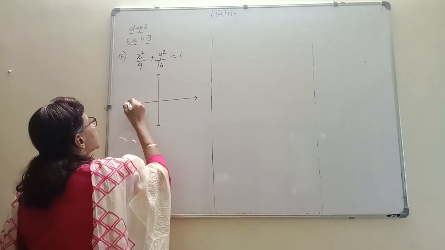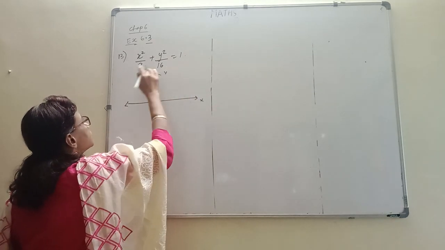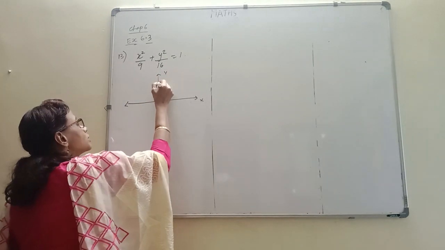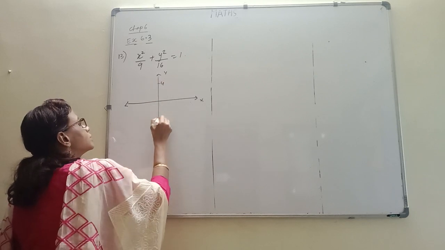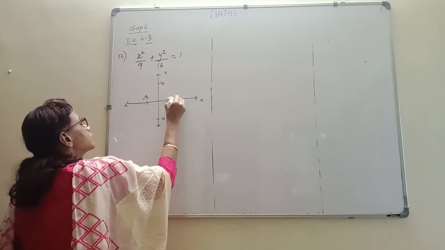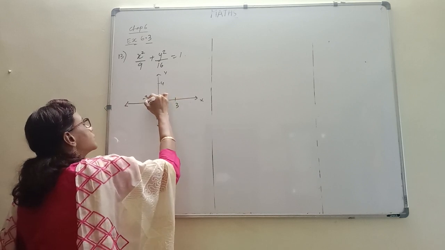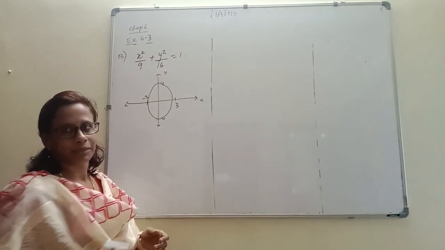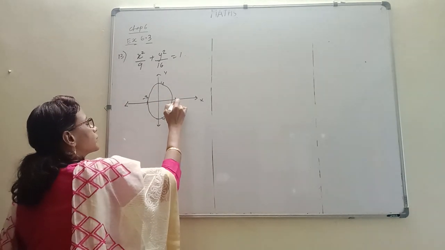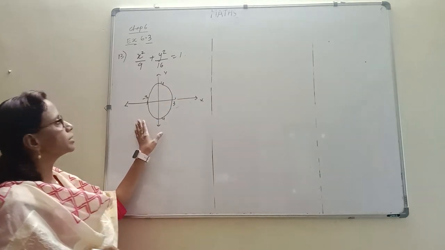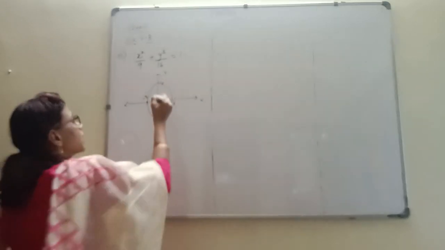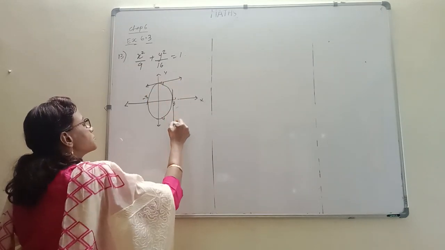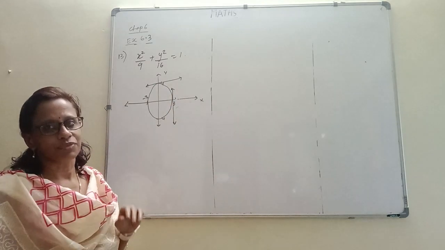Probably the ellipse could be having its major axis on the y-axis, so it should be like this. This could be our ellipse. Then they tell us for this particular ellipse, find out the tangent which is parallel to the x-axis, maybe something like this, and parallel to the y-axis means something like this. These two tangents we have to find.